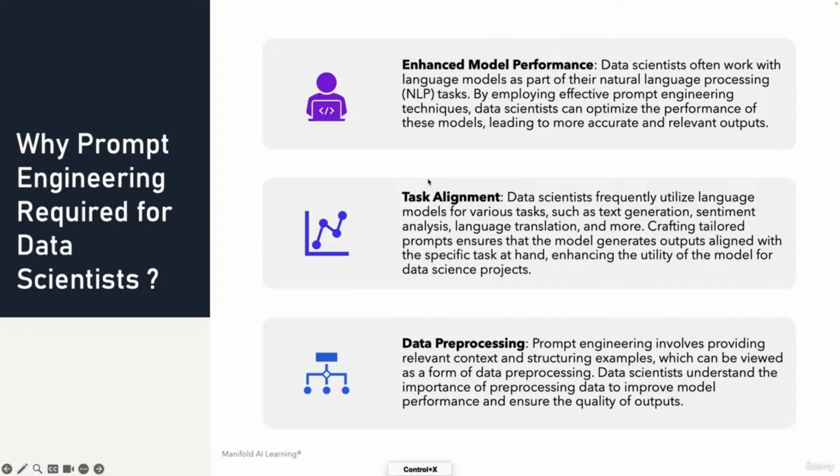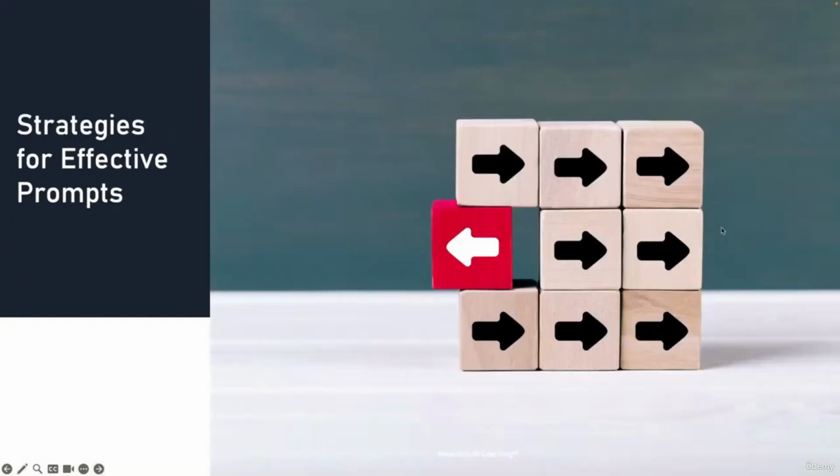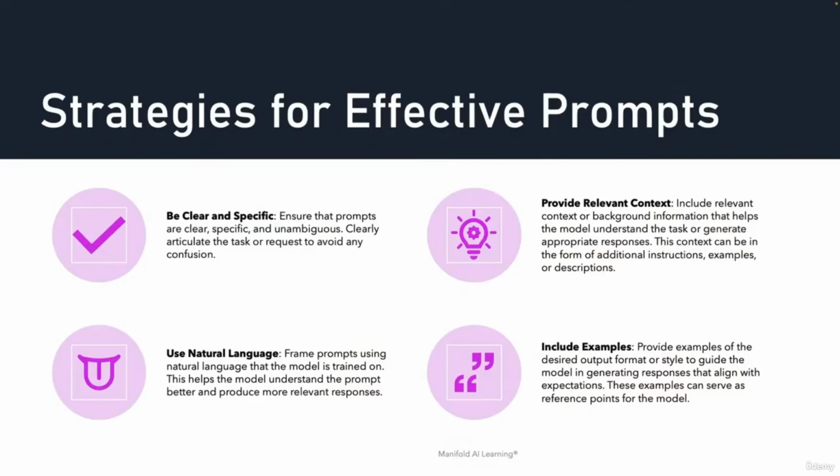Now the question is, what are the strategies that I can use for effective prompts? There are various strategies. One is be clear and specific. An example of an unclear prompt can be "summarize this article", but a clear example can be "generate a concise summary of the main points described in an article about, let's say, climate change."